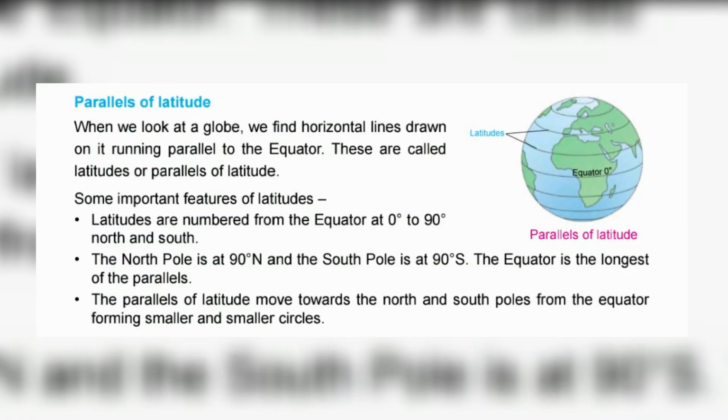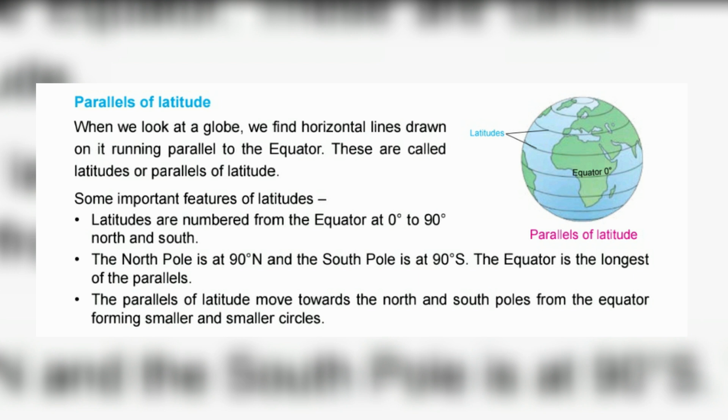Next, parallels of latitude. When we look at a globe, we find horizontal lines drawn on it running parallel to the equator. These are called latitudes or parallels of latitude. Here, latitudes are the horizontal lines running parallel to the equator. Equator is the largest latitude.